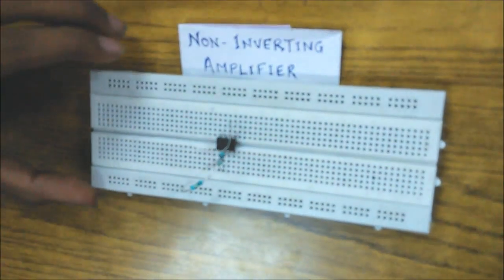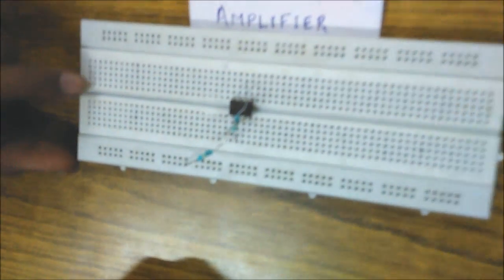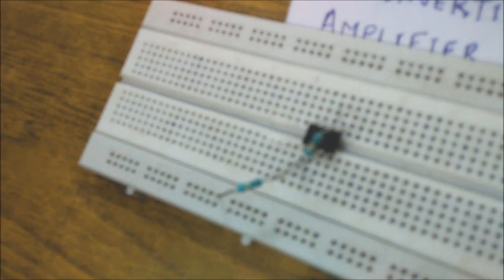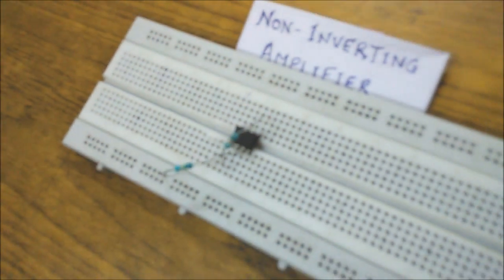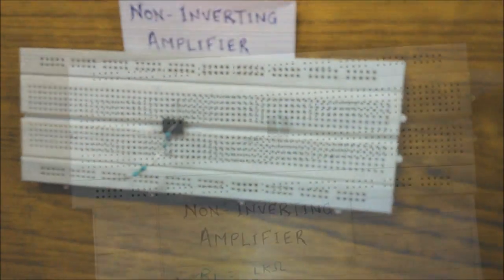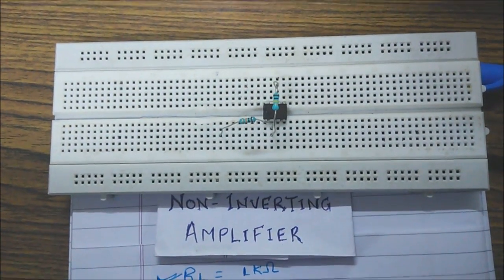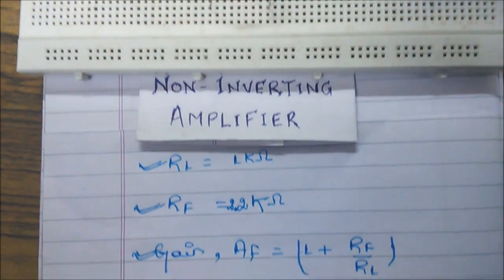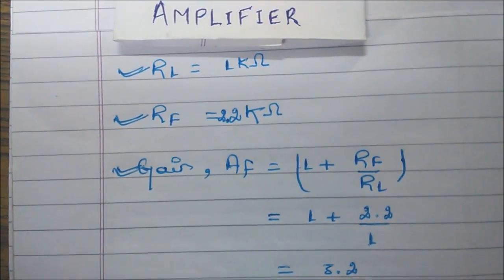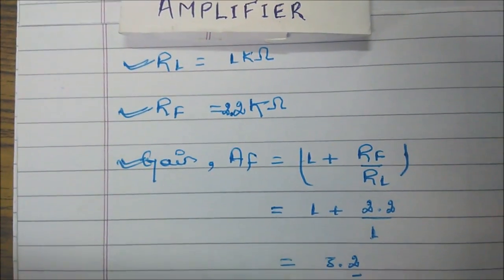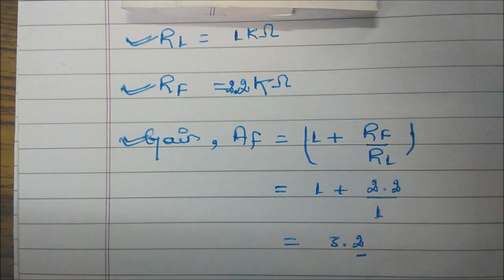Since it's going to be a non-inverting amplifier, the alternating voltage signal is supposed to be applied to the non-inverting terminal, which is pin number 3. Now, let's try giving you a simpler explanation, a picture of the circuit that we started with in the beginning.